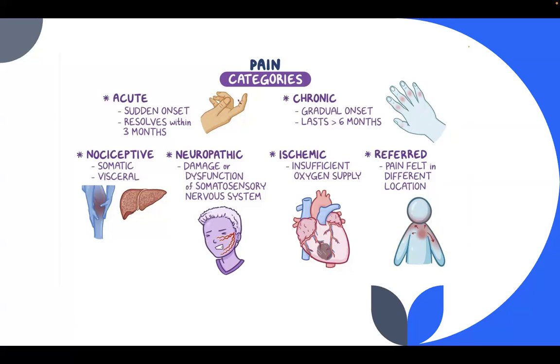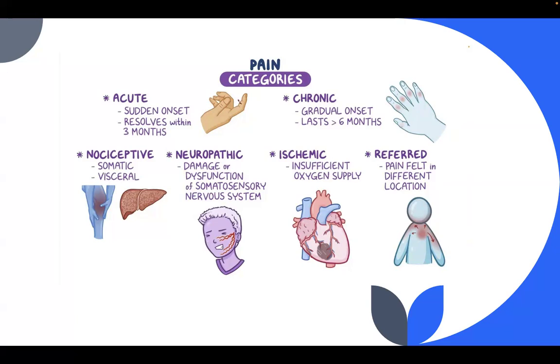And then another category would be neuropathic pain. That describes pain that is caused by nerve damage due to an injury or disease. This pain sensation can be described as burning, tingling, shooting, or like electric shocks. And some examples might be diabetic neuropathy, shingles, or sciatica.